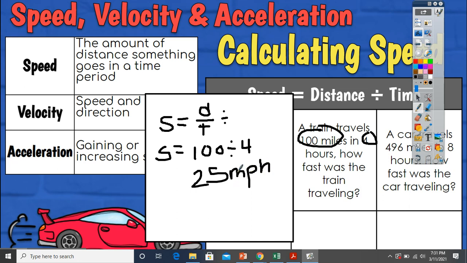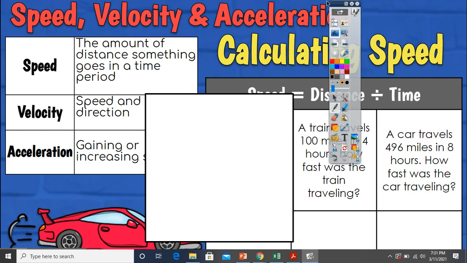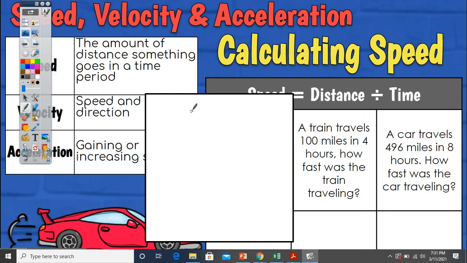So you can write it like MPH, like you usually see it, or you can do miles per hour with a little slash. So we have 25 miles per hour is how fast the train was traveling. Okay, let's look at our next one.